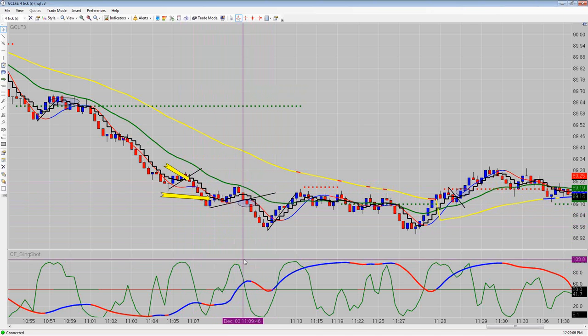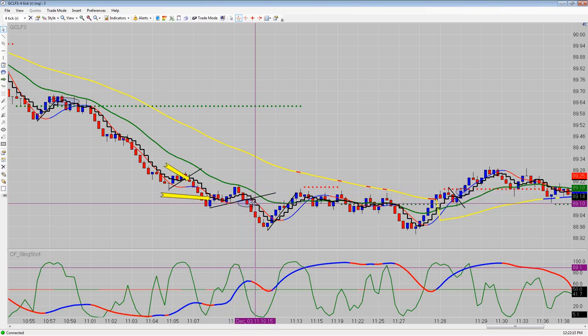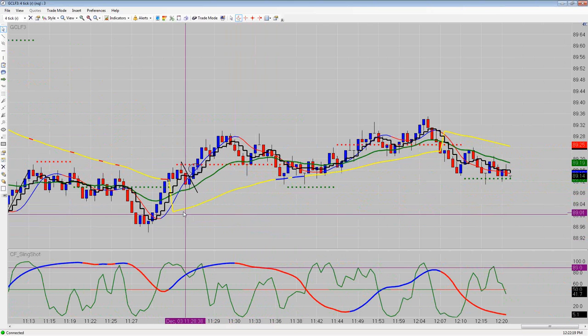But the same thing happened over here. You didn't have any divergence down here on the slingshot when it pulled back up and tested the BBC and gave the down close. So you're not going to short on the down close. You're going to short on the close below the trend line. Okay? Right there for that little move down.